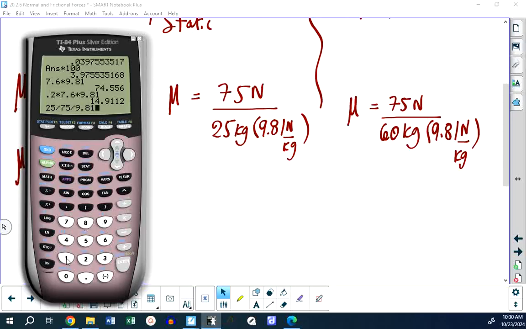And you know me by now, because of how I was taught to do stuff on my calculator, I would probably take 75 divided by 25 divided by 9.81. I don't care how you get it. Are you getting 0.31? Okay, we do the same thing for the other one. This time it is 60 newtons, so we're going to have a smaller coefficient of friction, 0.24.